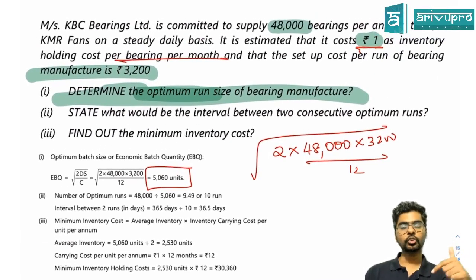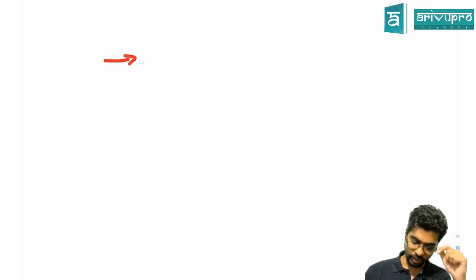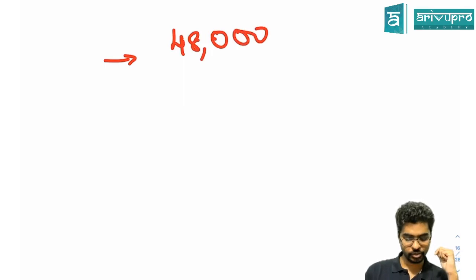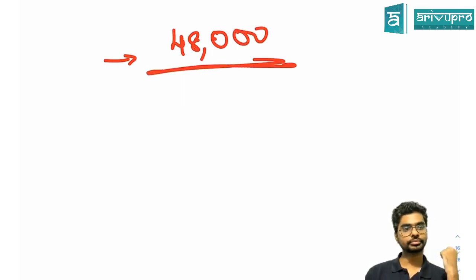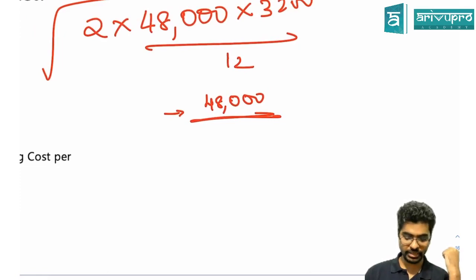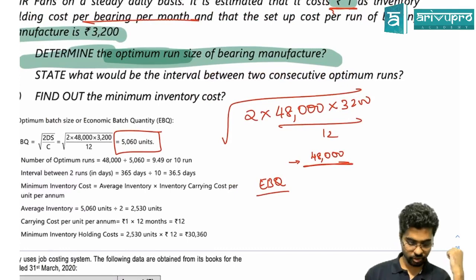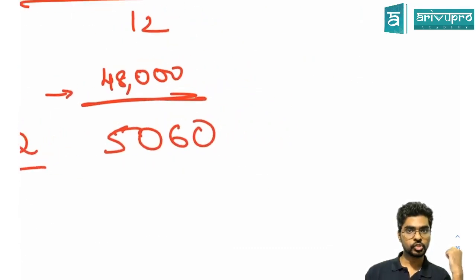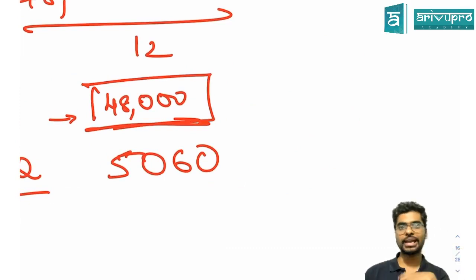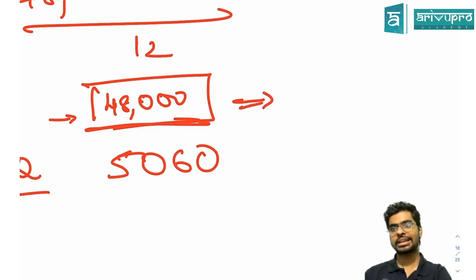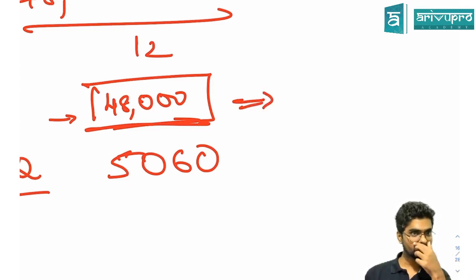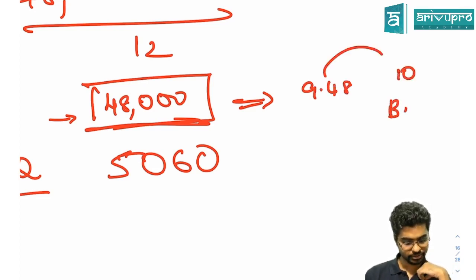Second one, what would be the interval between two runs? Okay, now see here, guys, what is my annual consumption? 48,000, correct? And what is my EOQ? 5060. So if 48,000 is my annual demand and 5060 is my batch quantity, how many times should I run a batch to complete my production? 9.48, or can I say 10 batches?